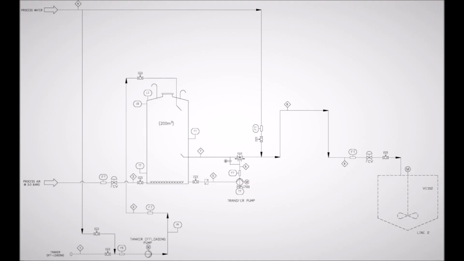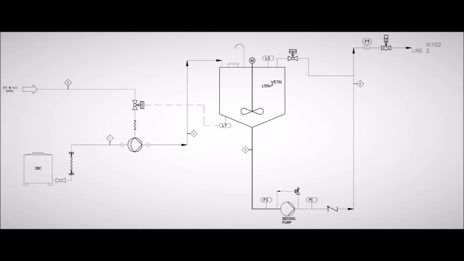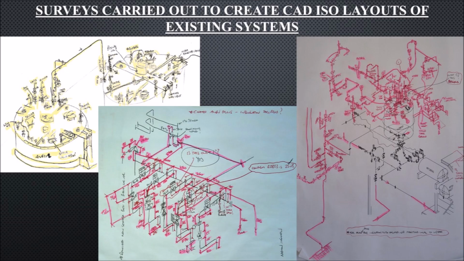Here's a full-scale project example. This project required the removal of existing vessels, design and fabrication of a new storage vessel with tanker offloading and export into an existing process, along with a smaller dosing system which required the recertification of an existing tank. During Phase 1, surveys were carried out to create CAD ISO layouts of existing systems so that the proposed changes can be added to define the scope of work.